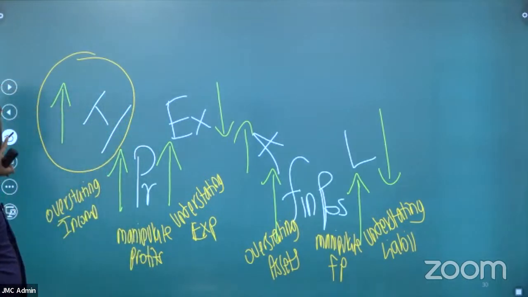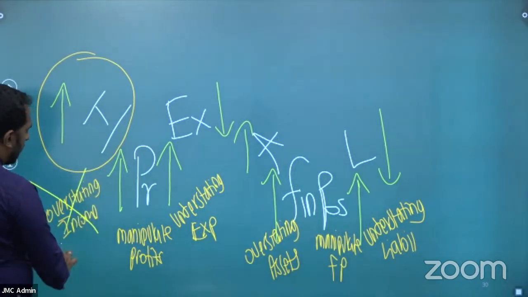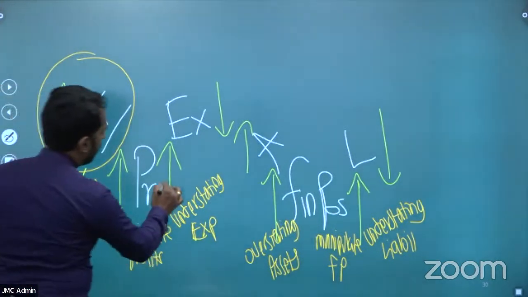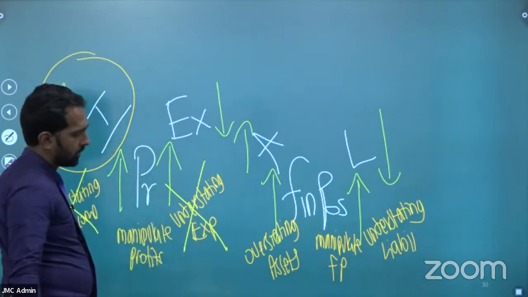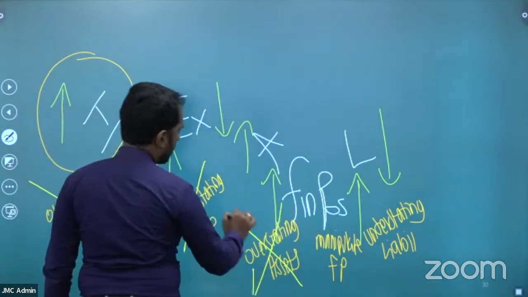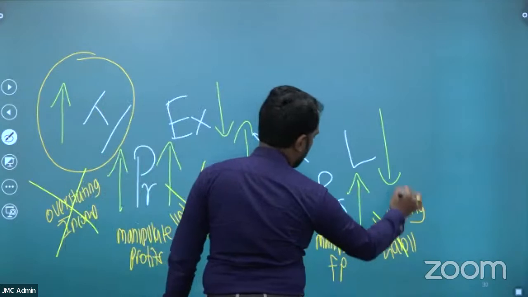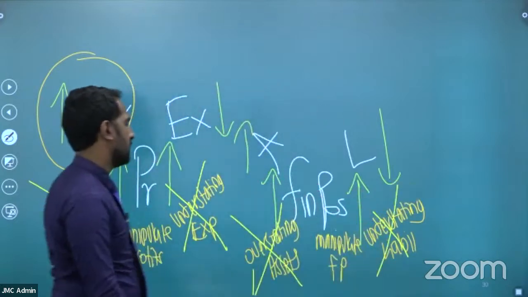What prudence concept says is, don't overstate income. Don't understate expenses. Don't overstate assets. Don't understate liabilities.